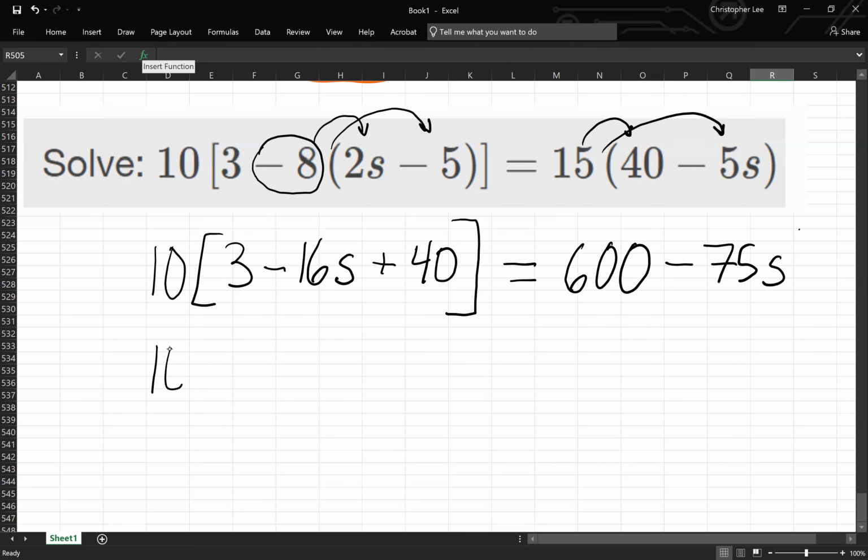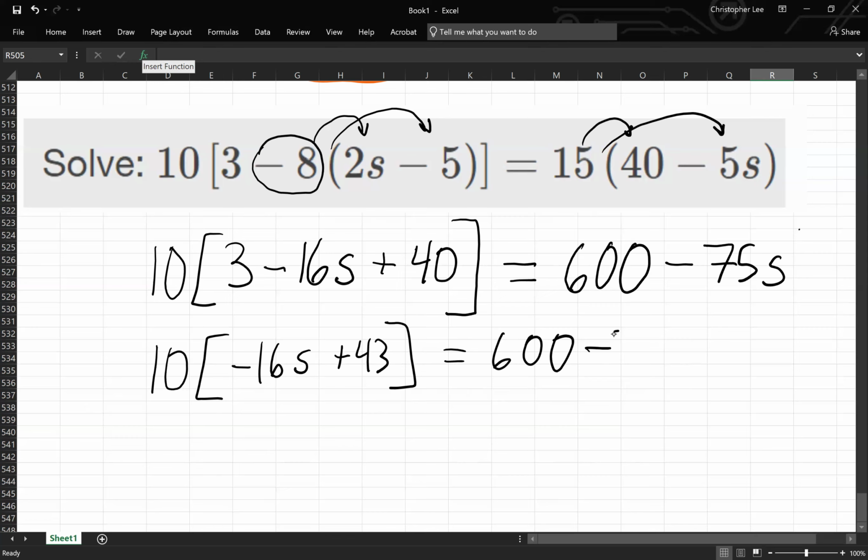This is gonna be 10, open bracket, what? 30? No. Negative 16s. Very good. What else? Plus 43, very good. Is equal to 600 minus 75s.